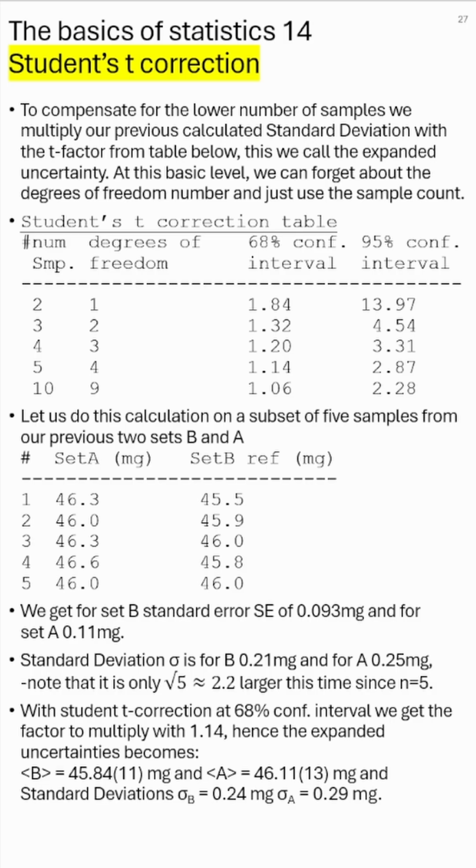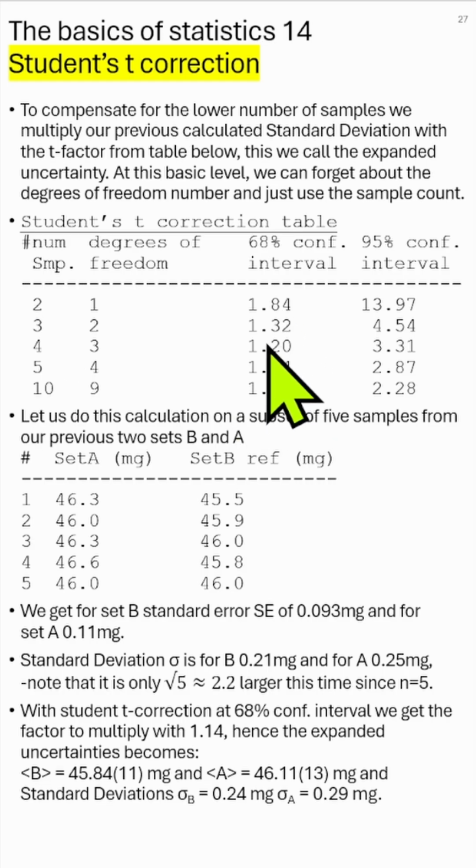So, to compensate for that low number of samples, we multiply our previously calculated standard deviation with the T factors, as it is called, from the table below. This we call the expanded uncertainty. And at this basic level, we can just forget about the degrees of freedom that we see here in the table and only look at the number of samples and what correction factor we should use.